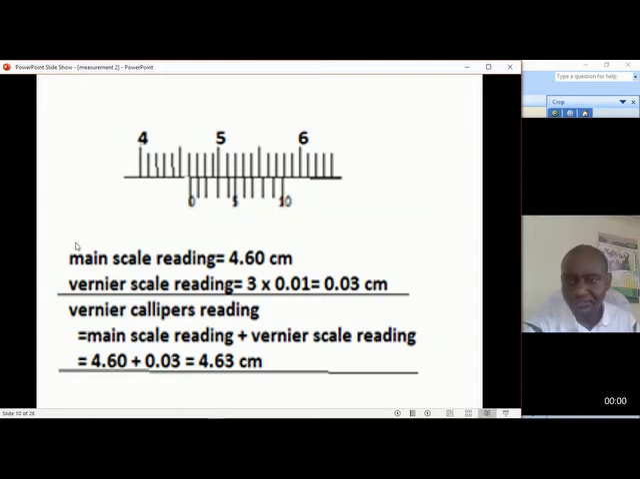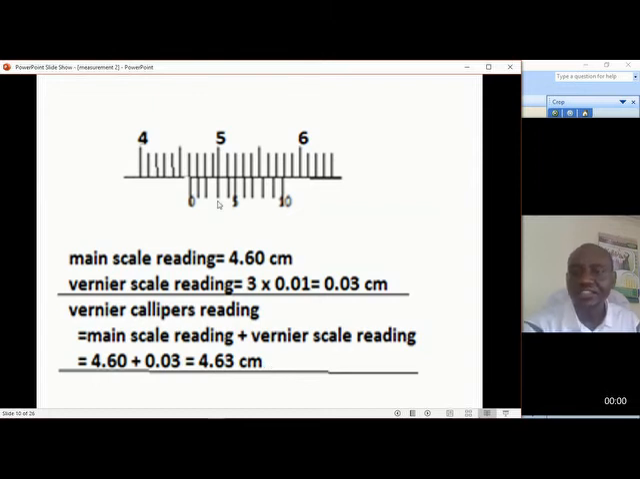So we are saying, for example, you have 4, you have 5. So which division? 4.5, 4.6. You record 4.6. Then which division coincides? 1, 2, 3, the third division. The vernier scale reading will be 3 times 0.01 gives you 0.03. So what is the reading now? It will be 4.6 plus 0.03 giving you 4.63.